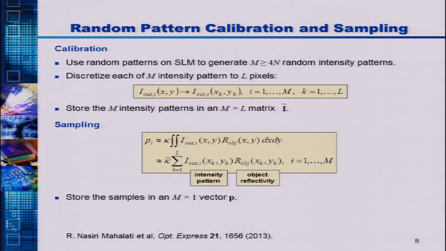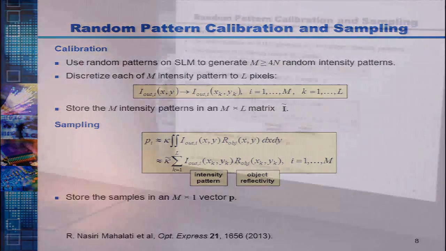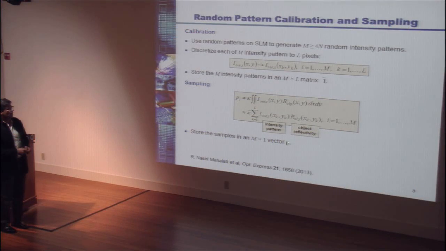Now when you sample the object in recording the image, what you do is you have the object reflectivity, and you shine each pattern on the object, and you record the reflected power that's captured by the light, and you get a single sample. And if you take M samples, you form them into a column vector called P.